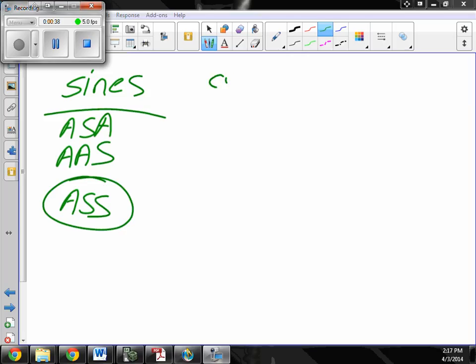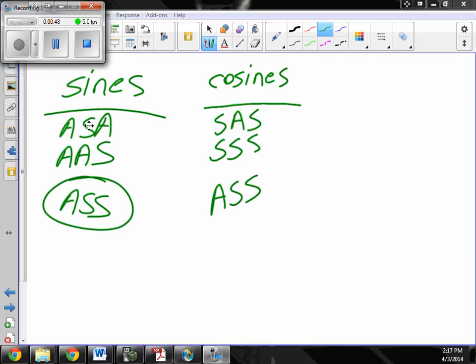When does the law of cosines work? Side, angle, side. Side, side, side. What about angle, side, angle? Or angle, side, side? It does, but we've never done one like that before. So, well, you might actually prefer it.